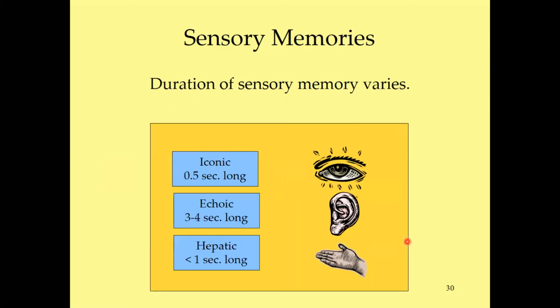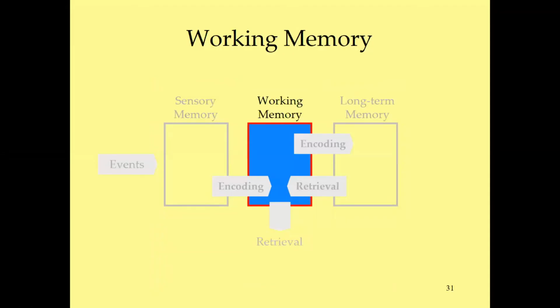So that's sensory memory. How long does sensory memory last? Well, for vision, about half a second. For sounds, about 3 to 4 seconds. Now, the textbook says for touch, less than a second. So let us look next at the concept of working memory.